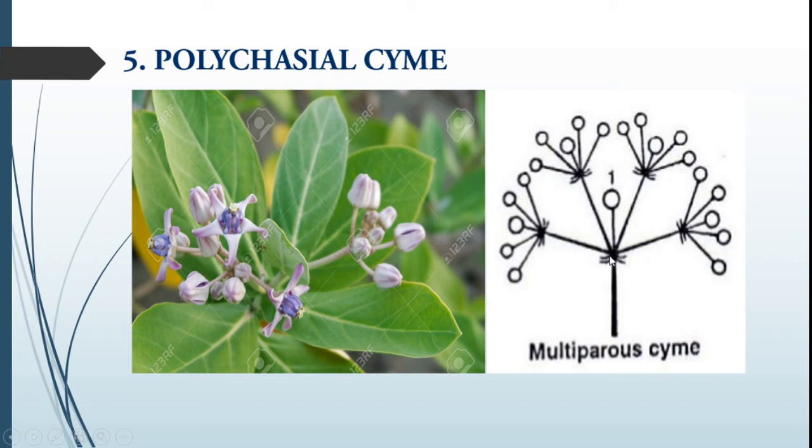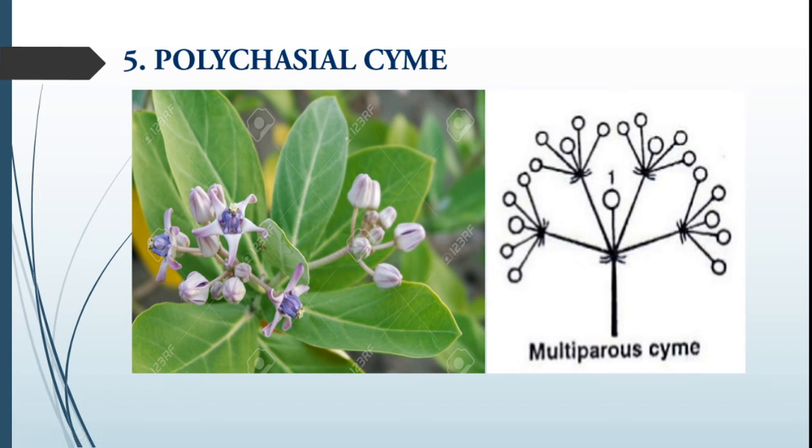Each bud or each branch ends in a flower. This also gives rise to multiple branches. That is, more than two lateral branches arise from the peduncle. Then we can say that it is the polychasial cyme, and this is the Calotropis plant. So this is the end of cymose inflorescence.